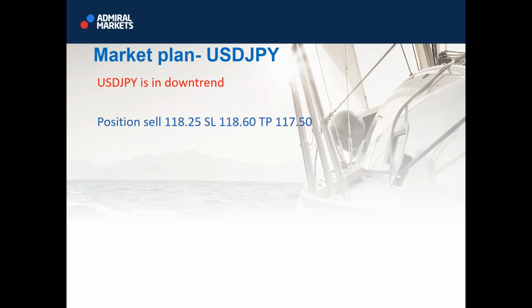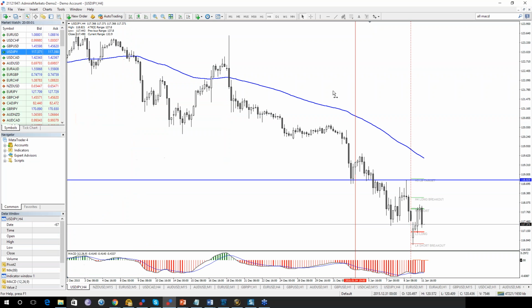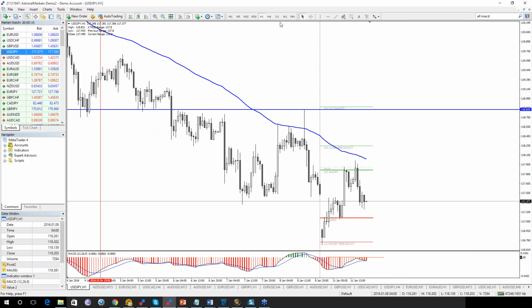Okay, and dollar yen, position sell 118.25, 118.60, and 117.50. This is planned for dollar yen. And let me see dollar yen here. See, it's still going down. It's in a downtrend, definitely. Even on 4 hours, you see a strong downtrend here, guys. Very strong downtrend here. 1 hour is showing also a downtrend.